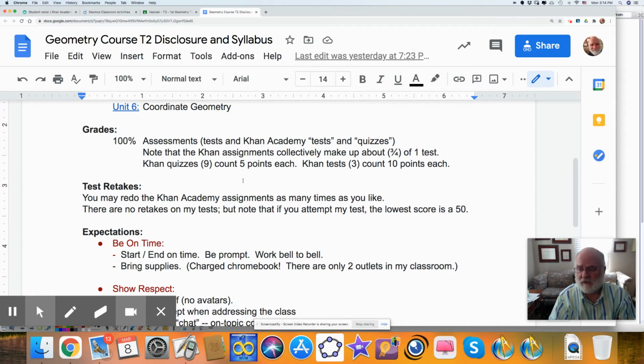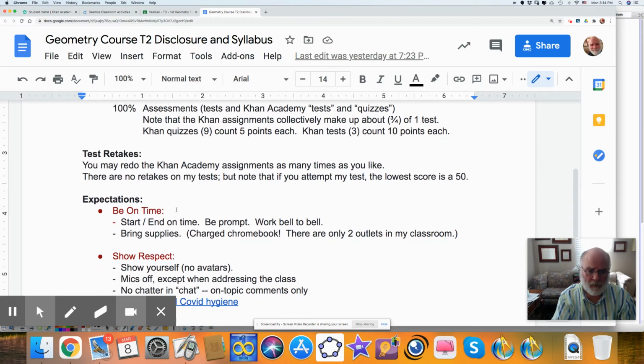If they're at a 79 and almost an 80, but they've done the Khan Academy and they're trying really hard, I'm likely to round it up to an 80. If you haven't done the Khan Academies, don't expect any type of favor like me rounding it up. That's not going to happen. You may redo Khan Academies as many as you want. You may not redo my tests.